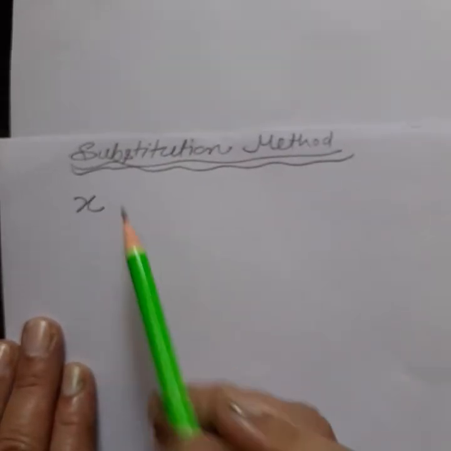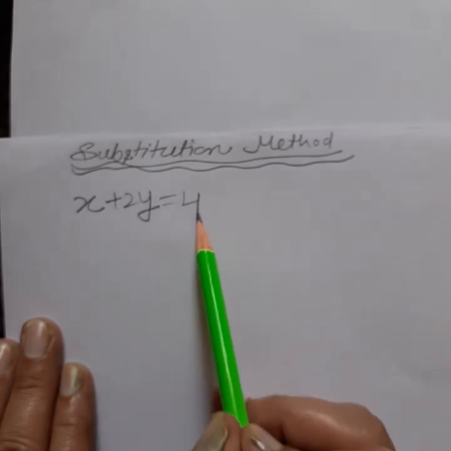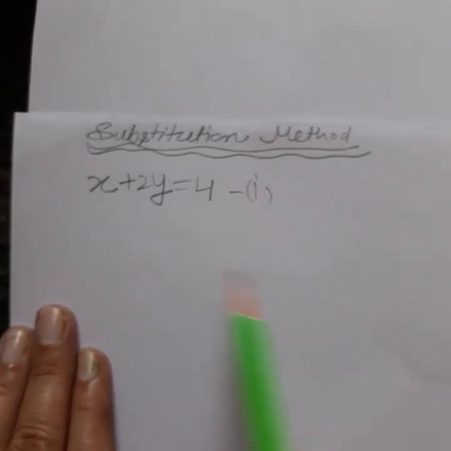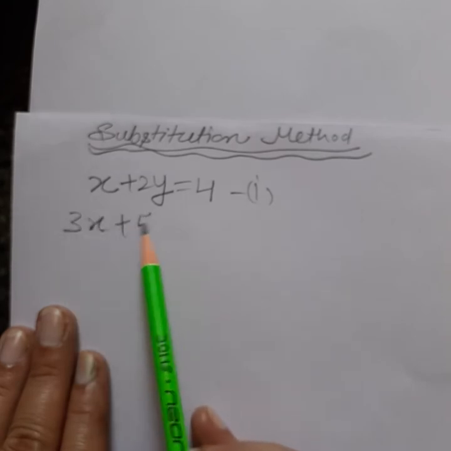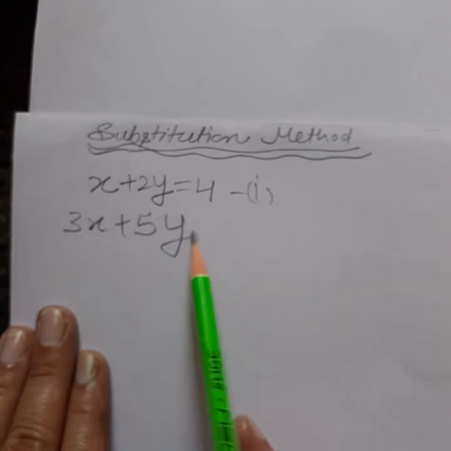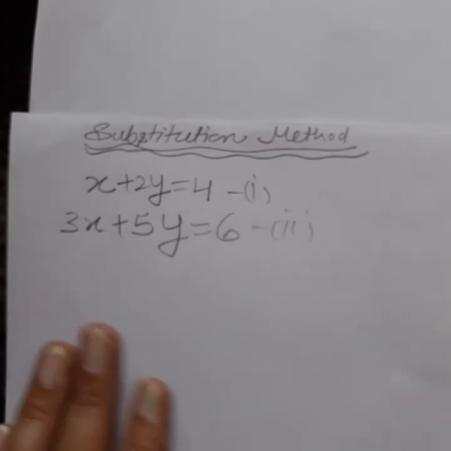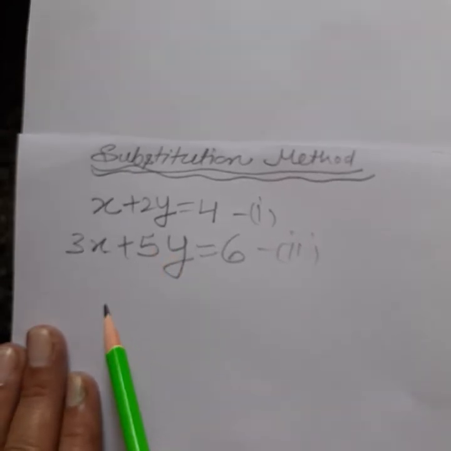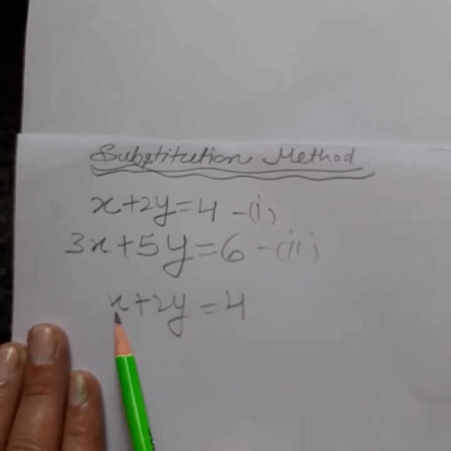Yes, you can write here x plus 2y is equal to 4. This is your first equation, as we have written it before, and this is your second equation, 3x plus 5y is equal to 6. Now we take our first equation, x plus 2y is equal to 4. Now you have to find the value of x or y.